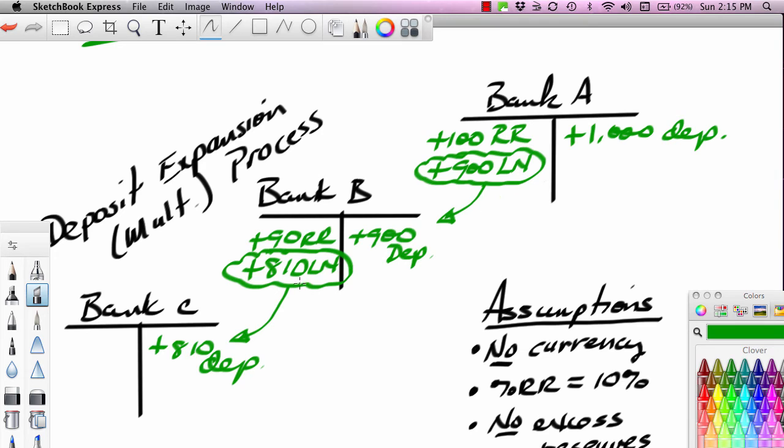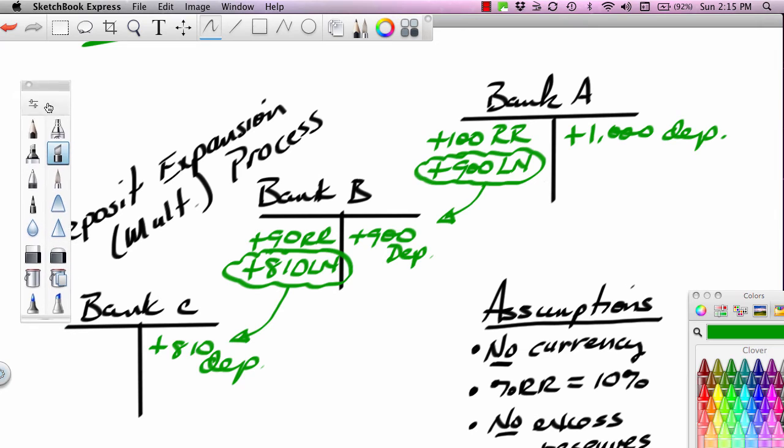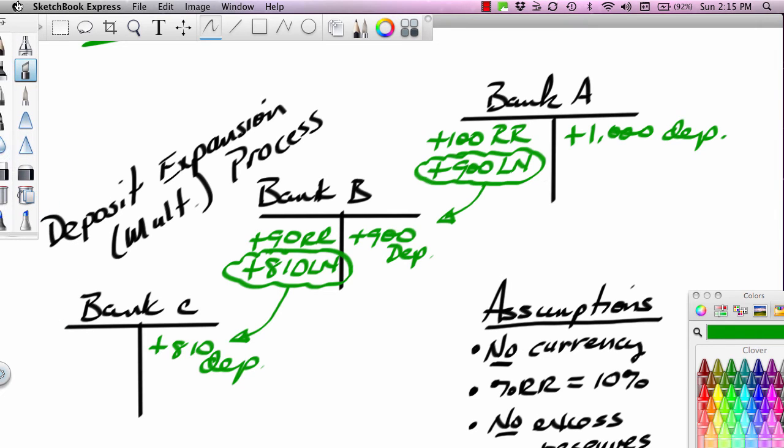By the way, all these transactions could happen in one bank. These could all be below Bank A if we wanted. Say it's a small town and everybody banks with one bank. But I'm just breaking them out into separate banks to show you what's happening. Now, Bank C receives a deposit of $810. It's got to hold $81 of that as what? Required reserves. It can make a loan of $729, and off we go again.